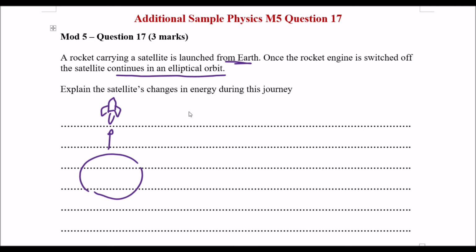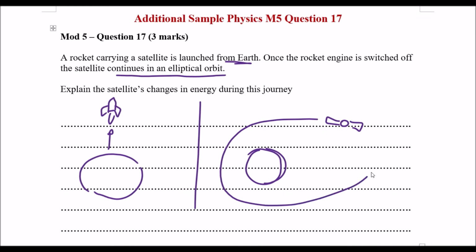So at some point, if we draw a second diagram, this is our planet, and then we have our satellite that orbits the Earth in an elliptical shape. It says in this question we are to explain the changes in energy of the satellite during this journey.